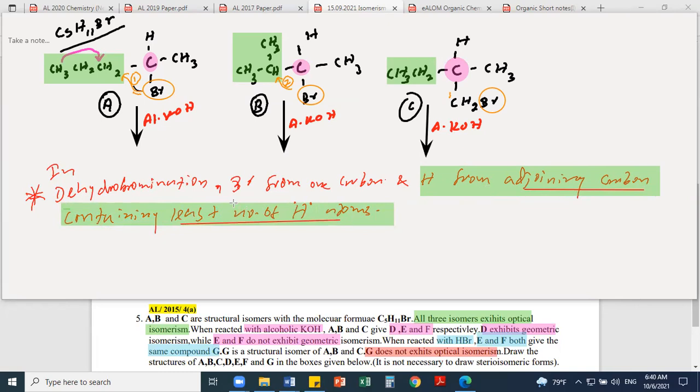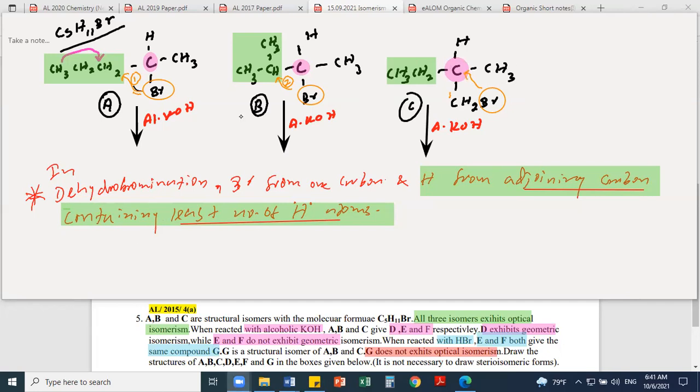So what is the reagent used for the dehydrogenation? Alcoholic KOH. Is that clear? Now I can easily decide, no? So therefore in this one, the hydrogen is gone from this carbon, right? This carbon. Let's see now.